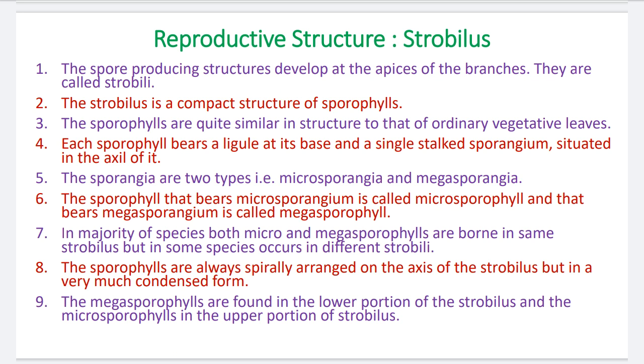Number 9, the megasporophylls are found in the lower portion of the strobilus and the microsporophylls in the upper portion of the strobilus. When you see a single strobilus, at the base the megasporophylls are there, which produce the megasporangia, and at the tip the microsporophylls are there, which produce the microsporangia.